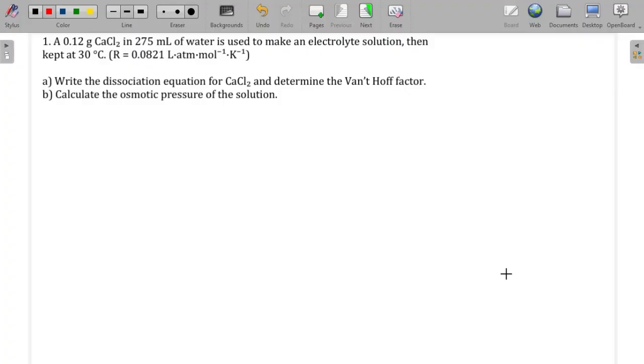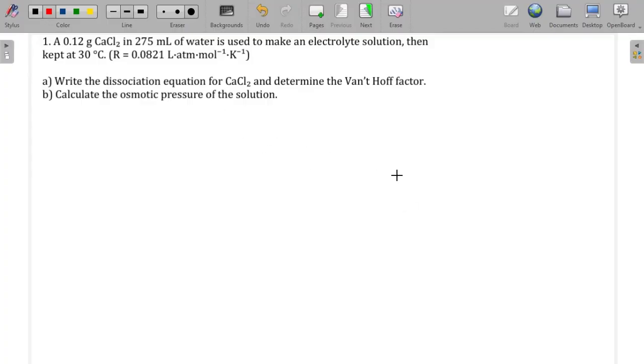All right, so welcome to this video. In this video, we are going to be looking at how to calculate the osmotic pressure. Before we calculate the osmotic pressure, we have to know the formula that we need to use and also be able to explain the parameters or the letters that are going to be present in that formula.